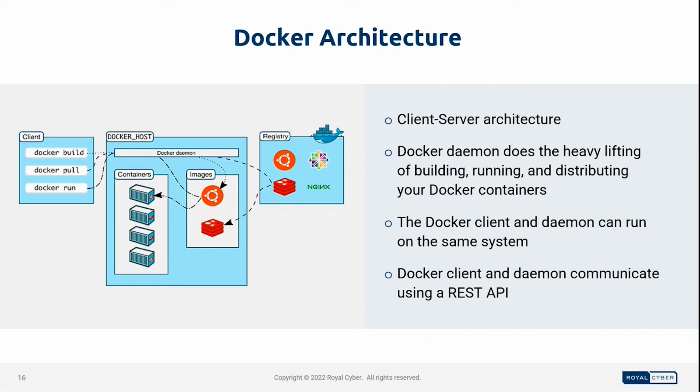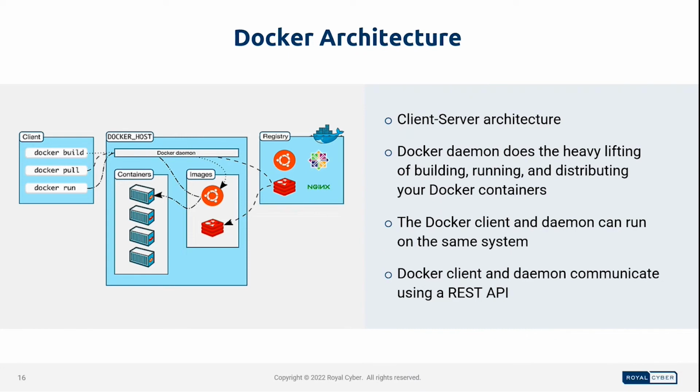Docker uses a client-server architecture. The Docker client talks to the Docker daemon, which does the heavy lifting of building, running, and distributing your Docker containers. The Docker client and daemon can run on the same system, or you may connect a Docker client to a remote Docker daemon. Docker client and daemon communicate using REST API, and we have three main components of Docker architecture.